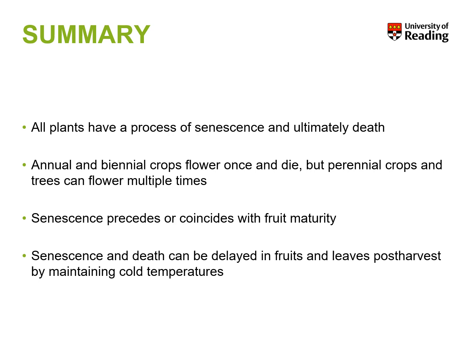So in summary, all plants have a process of senescence which precedes the death of the plant. In the case of perennial crops, this could extend over many years or even decades, as the plant is capable of flowering multiple times. However, annual and biennial crops flower only once and then die. So senescence precedes or coincides with fruit maturity and is the point at which commercial harvests might take place. And senescence and death can be delayed in fruits and leaves and different vegetables post-harvest by maintaining cold temperatures.